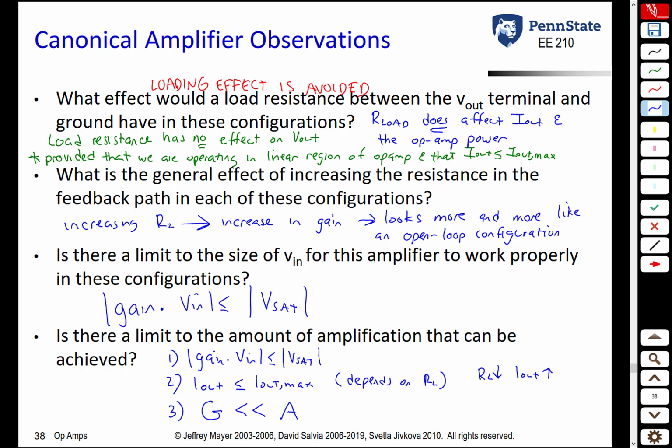So in other words, if you have an op amp with an open loop gain of 10 to the 5th, you're not going to be able to get a closed loop gain anywhere close to 10 to the 5th.